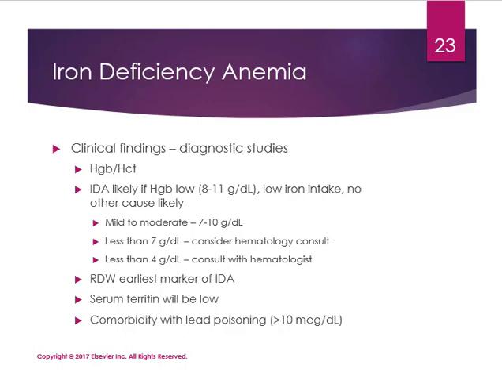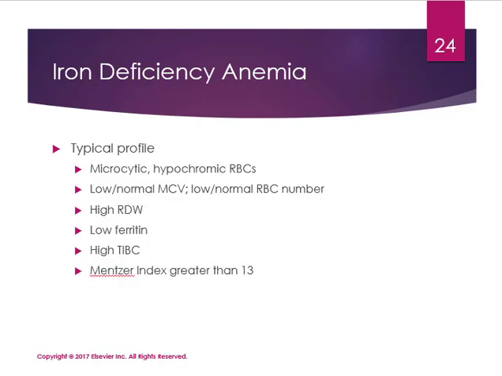You'll also notice that your serum ferritin is low. And then, as we talked about, we had the comorbidity with lead poisoning for greater than 10 in lead testing. So on this screen, this is what a typical profile might look like for iron deficiency. You're going to notice that your cells are microcytic, so your MCV is going to be low. They're going to be hypochromic RBCs, lower in color. You can have a high RDW. Your ferritin can be low, and your TIBC can be high. And the Mentzer index can be greater than 13.